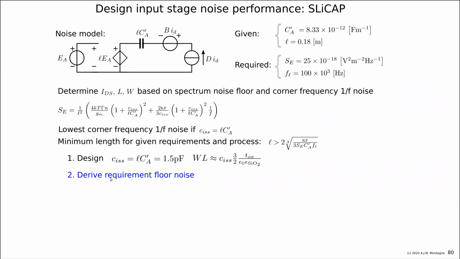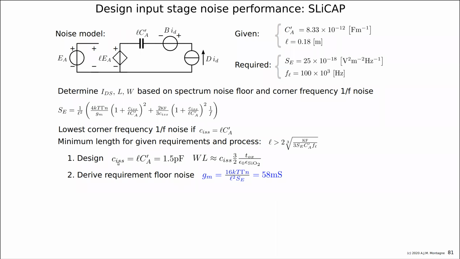Then we have the requirement for floor noise. And from that one, we can say, well, we need a GM. And the requirement for GM is just solving this equation for the floor noise. And you find this equation for GM. You fill in the numbers. That's all constants. And L is there. And the desired spectrum is in there. And you need 58 millisiemens.